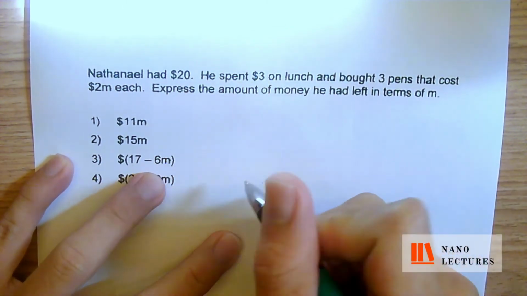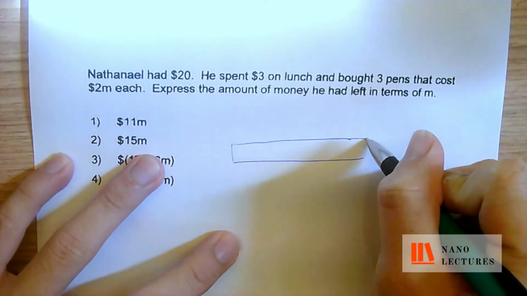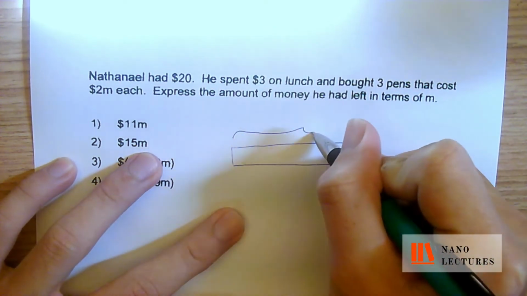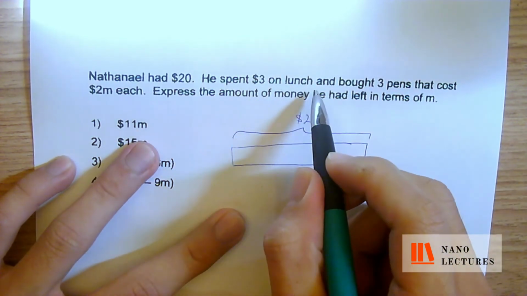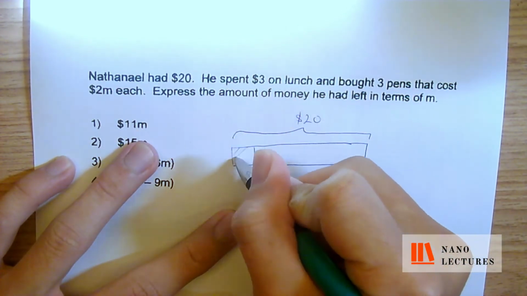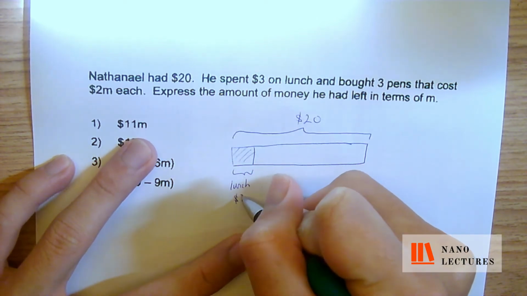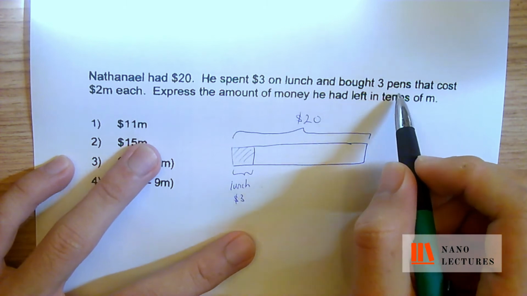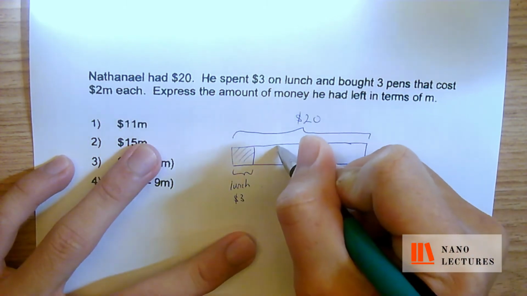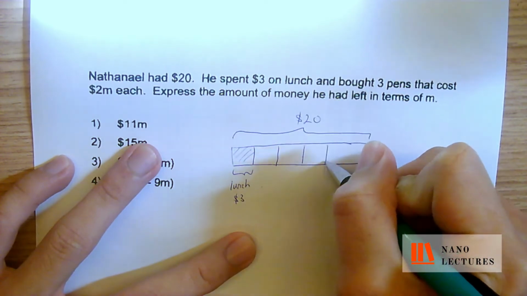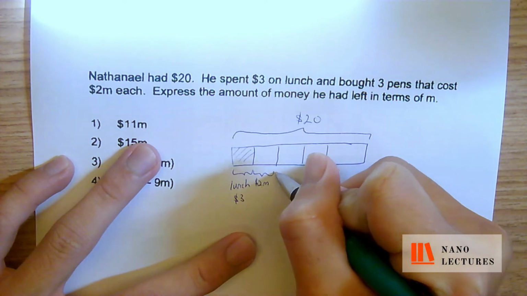Let's go ahead and draw a long bar over here to represent $20. We know that he spent $3 on lunch, so I'm going to write here, this one is lunch, $3. And then I know that he bought 3 pens that cost $2M each. Since it's 3 pens, right? 1 pen, 2 pen, 3 pen. And each of them is $2M each.